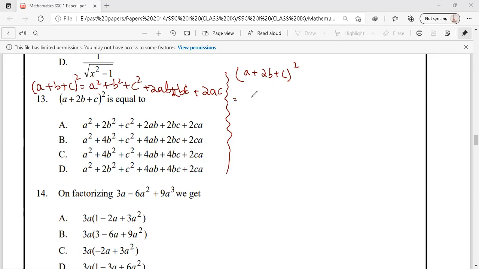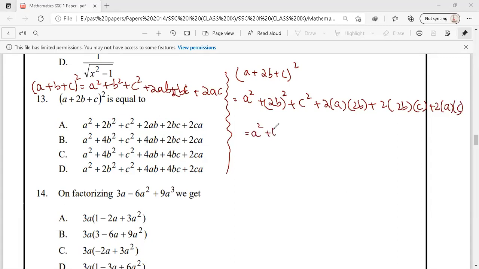So अगर हम इसे expand करें, it would become a square plus 2b square plus c square plus 2ab plus 2bc plus 2ac. इसे सिंप्लीफाई अगर हम कर दें तो it will become a square plus 4b square plus c square plus, इस टर्म को मल्टीप्लाई करें तो we will get 4ab plus, इसे हम मल्टीप्लाई करें तो we will get 4bc plus 2ac.